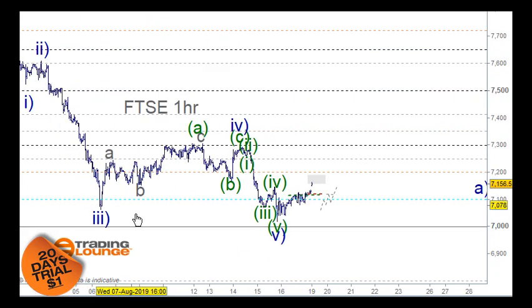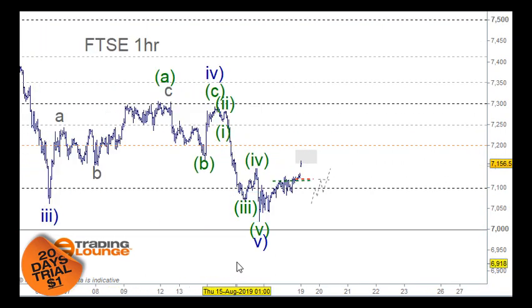So there's a couple of things here we need to look at. First of all, this box is where it's going to stall, at the 72 area here. But if it finds the 72 as support, then we can look to go up into these areas up here. It's lagging. It needs to catch up to the rest of the markets.